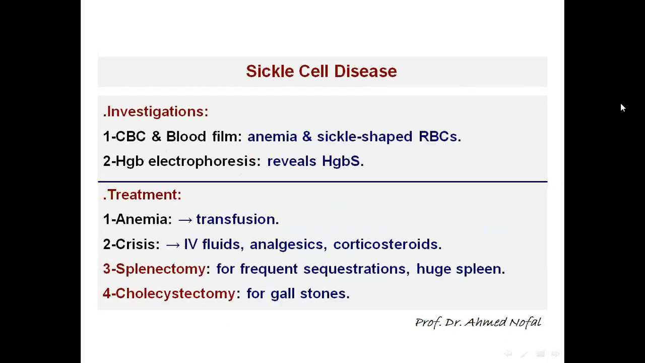The treatment of sickle cell disease is transfusion to treat anemia, and during crisis, IV fluids, analgesics, and corticosteroids. Splenectomy is indicated for frequent sequestrations and huge spleen, and cholecystectomy is indicated for gallstones.